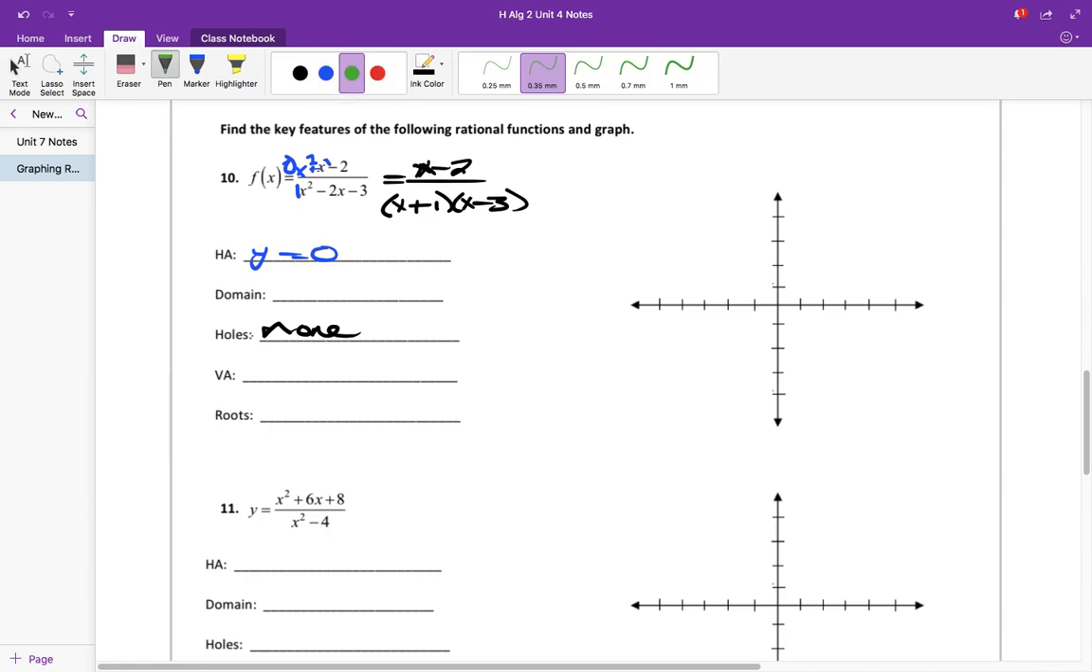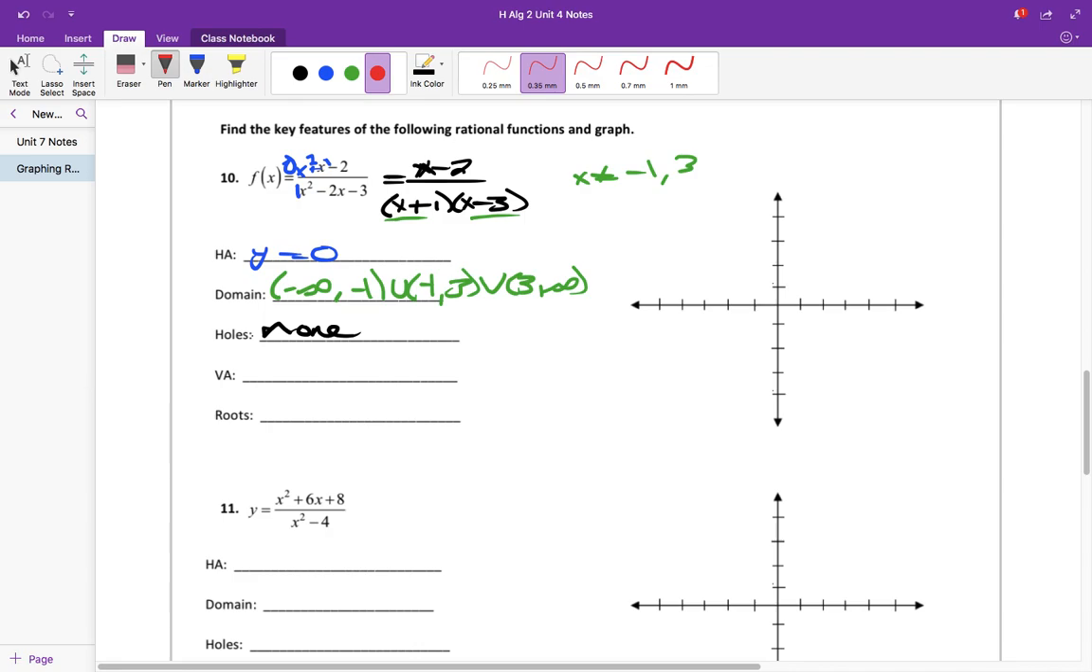For domain on this one, let's set it in interval notation. We cannot have x equal negative 1 and x cannot equal 3. So for our domain, we would say from negative infinity up to negative 1, union from negative 1 up to 3, and union from 3 up to positive infinity.